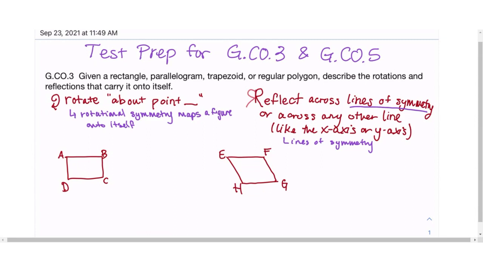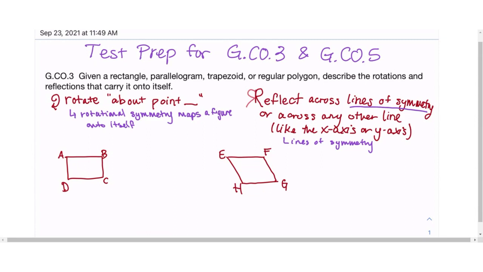And what I'll do is I'm going to reteach things and then do examples like the problems in the evaluation, not the actual evaluation or assessment or test or whatever you want to call it. So, okay, G.CO.3 says, given a rectangle, parallelogram, trapezoid, or regular polygon, describe the rotations and reflections that carry it onto itself. I want to break that down just so that you know what to expect.